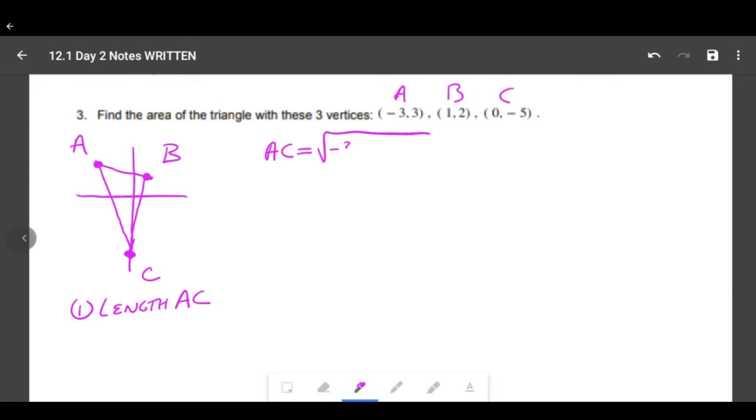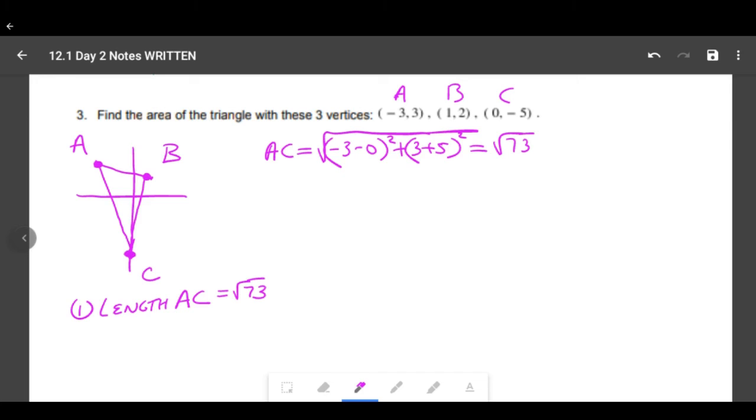So we're going to say negative 3 minus 0 squared plus 3 plus 5 squared. That's just the distance formula. Hopefully you practiced that last night when you were doing your homework. If I clean this up, I have 9 plus 64, so I get the square root of 73. So I know that the length of that line is equal to the square root of 73.